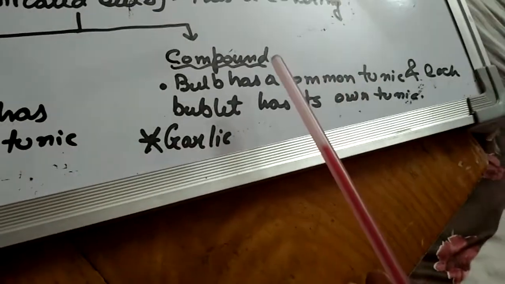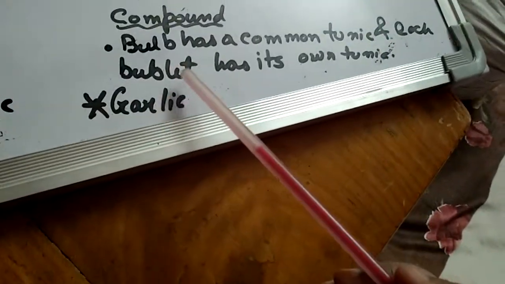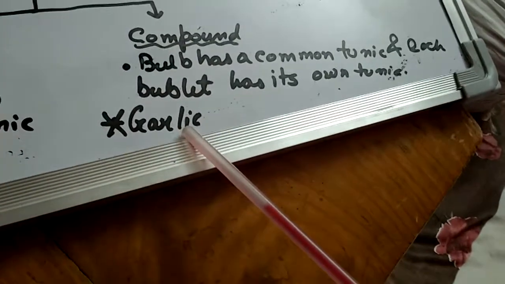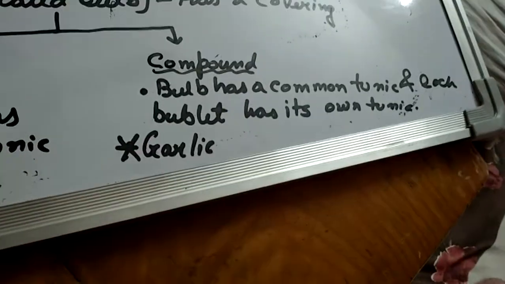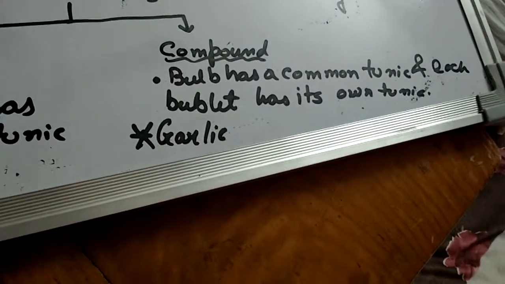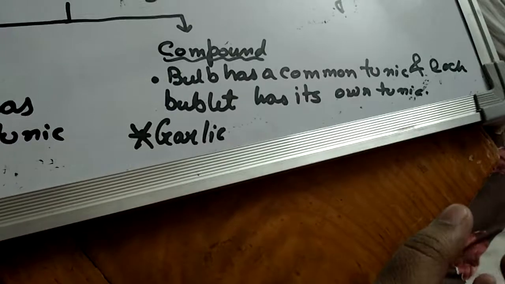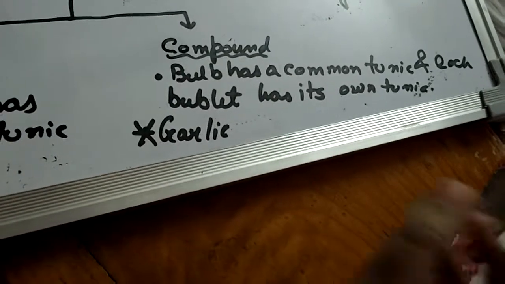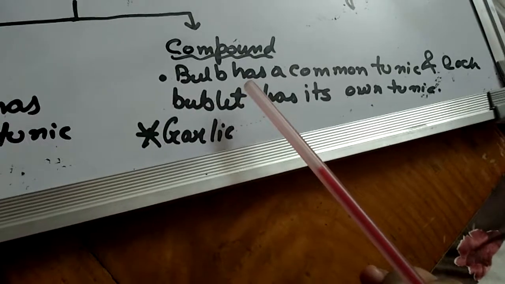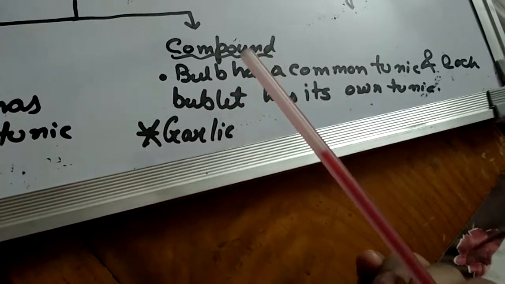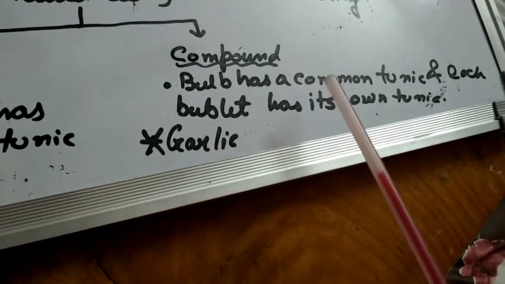But on the other hand, in case of compound tunicated bulb, the bulb has a common tunic and each bulblet has its own tunic. Example, garlic. So one piece of garlic has its own tunic, another piece of garlic has its own tunic. If you take a complete garlic without separating the bulblets, you can see a common tunic around the garlic. But as soon as you start to peel off or take off the bulblets from that common garlic, you can see that each bulblet has its own tunic.